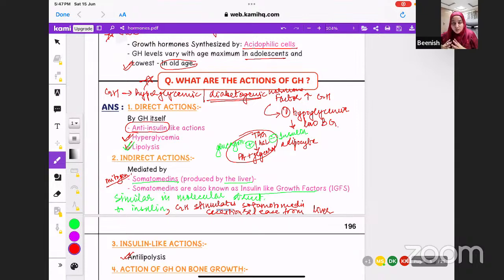Now, what are somatomedins? Somatomedins are mitogens which are produced exclusively by the liver upon stimulation by the growth hormone. So your growth hormone is going to stimulate the liver to produce somatomedins. Now these somatomedins are also known as insulin-like growth factors. Why? Because they are similar in molecular structure to insulin.